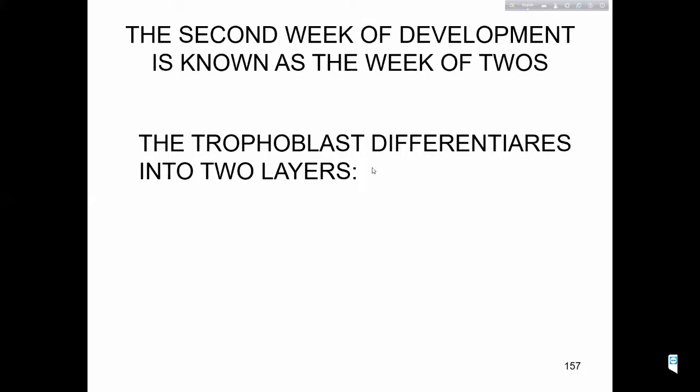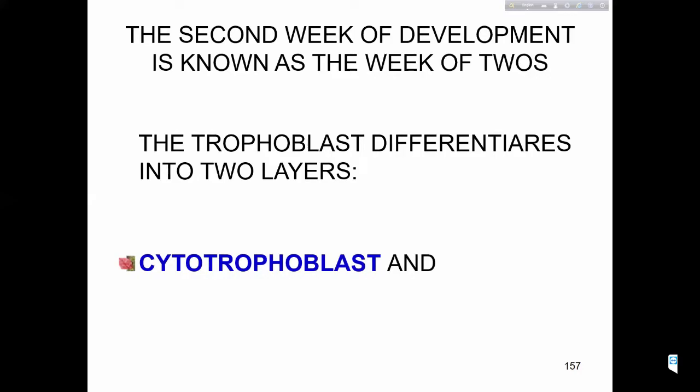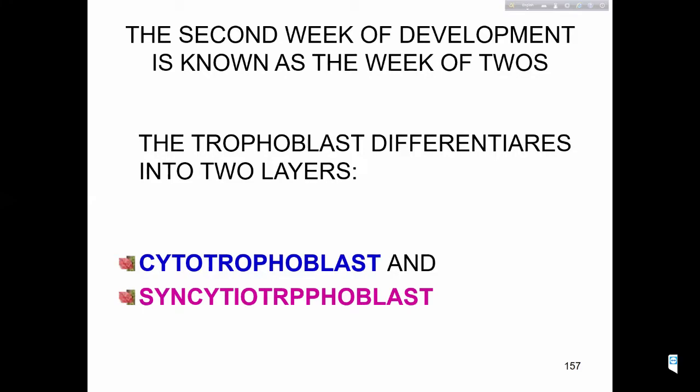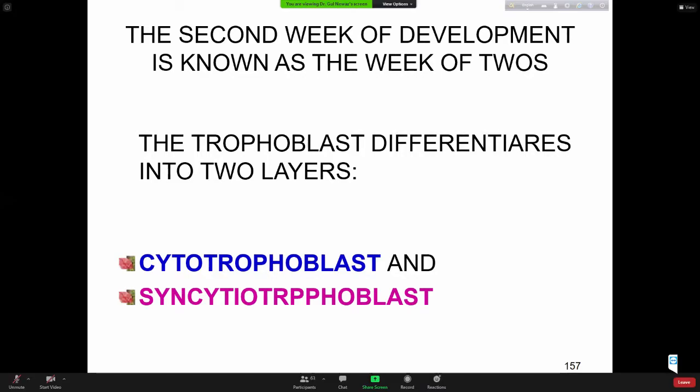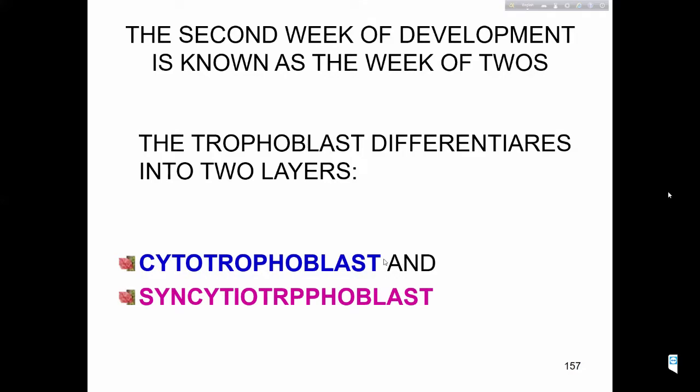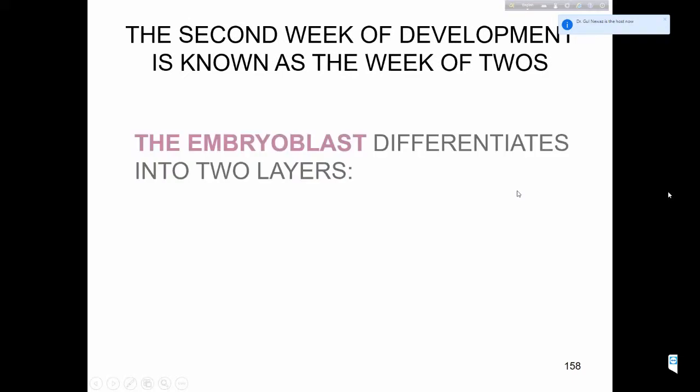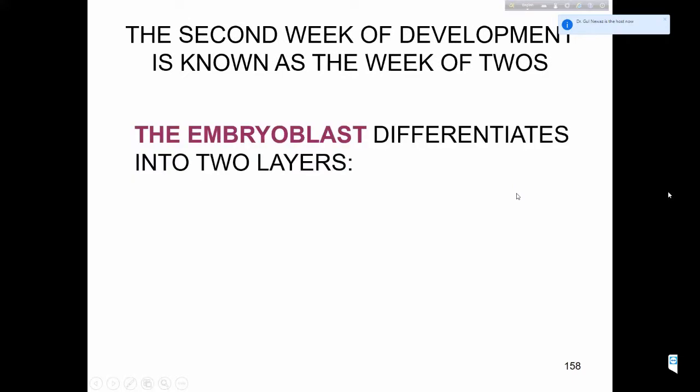Trophoblast differentiates into two layers: the cytotrophoblast internally and the syncytiotrophoblast externally. Trophoblast is the outer cell layer, if you remember, and embryoblast was the inner cell layer. Now, during the second week, the trophoblast differentiates into two layers, the cytotrophoblast and the syncytiotrophoblast. The embryoblast, that is the inner cell mass from which the embryo develops.